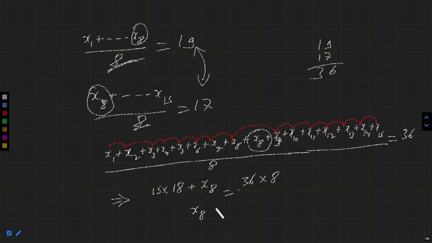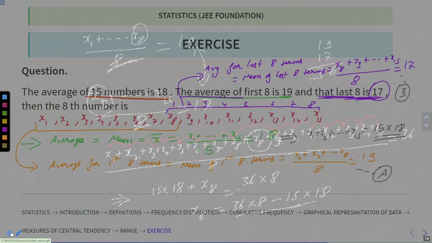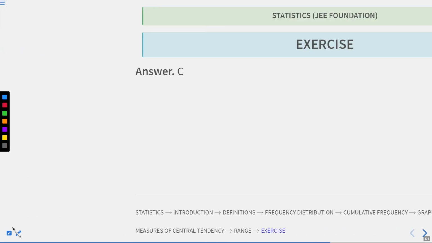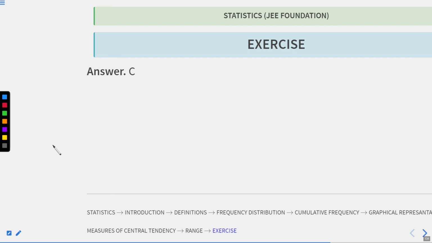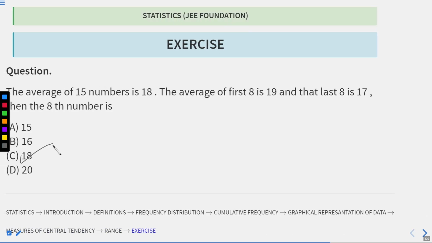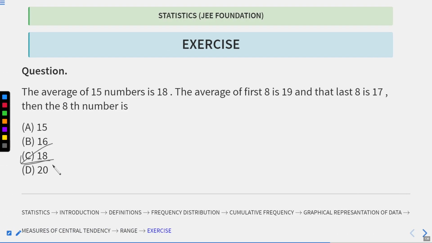Now the x8 value is equal to 36 times 8 minus 15 times 18. I hope this is clear. So solving this, 36 times 8 minus 15 times 18, you will get your answer as 18. I hope this is very clear to you. The little calculation you can do very easily.